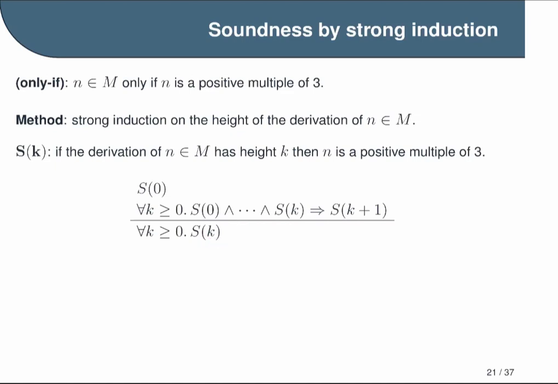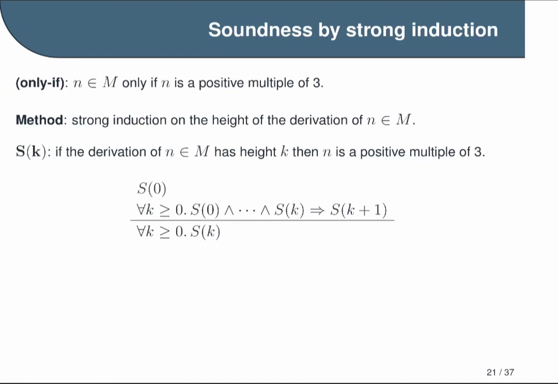What makes this a strong inductive proof is that we haven't simply gone from S of k to S of k plus 1. Rather, our inductive hypothesis allows us to assume that our statement holds for some k, but also all values less than k, as long as they are greater than or equal to what we established in our base case, or 0. That is the full structure of the argument for strong induction.